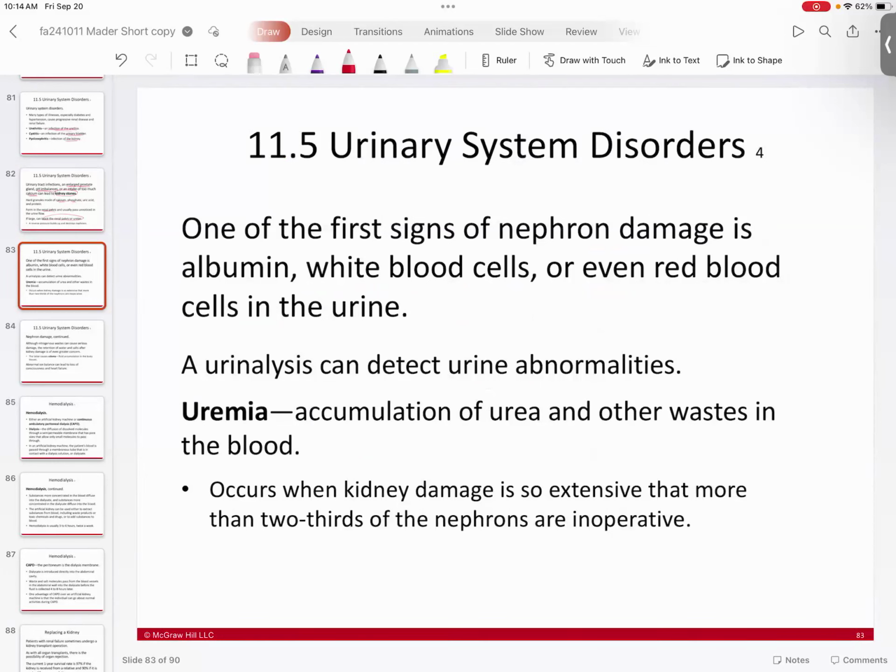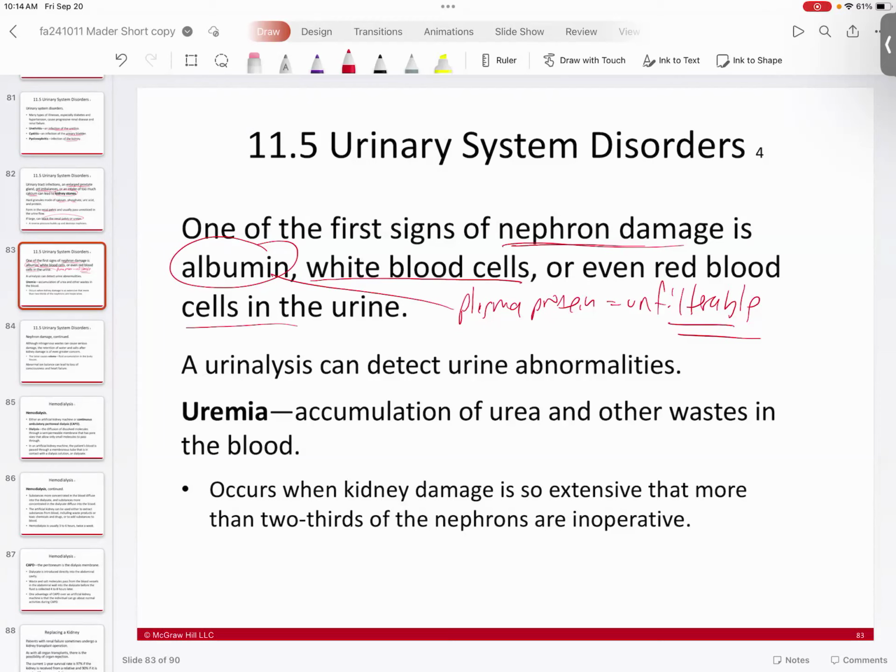So typically when you take a look at nephron damage, one of the first signs of nephron damage is the buildup of albumin, which is a plasma protein. Remember we said before that this is supposed to be unfilterable. So if it's in your urine, that means that you've blown a hole in your filtration membrane. Same thing with white blood cells, even red blood cells, blood in the urine. Basically means that you've blown holes in your nephron. And that basically means they're damaged. They're not able to filtrate out the urine if you've blown big holes in them.